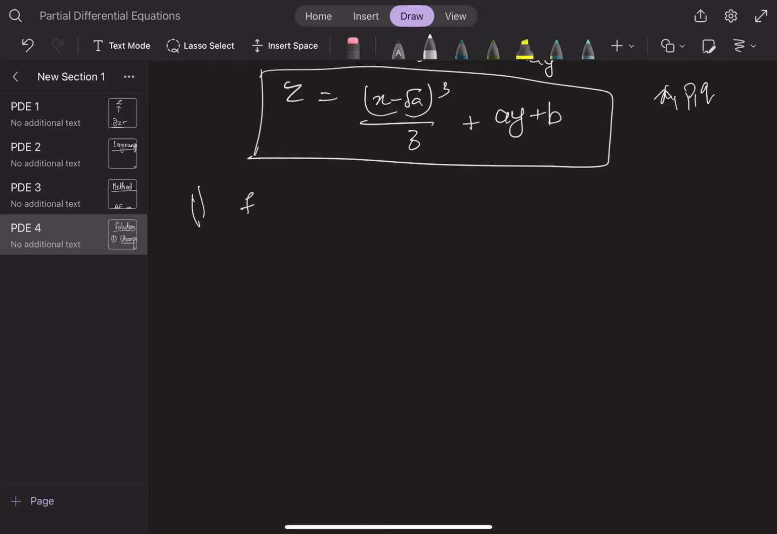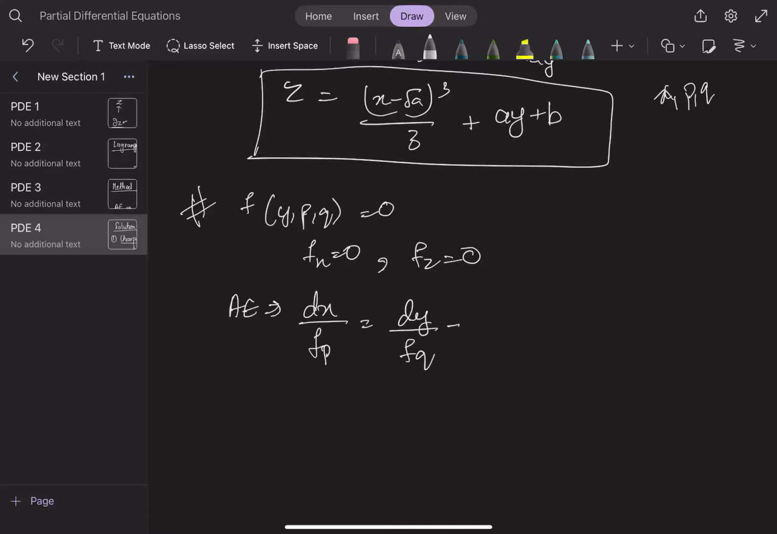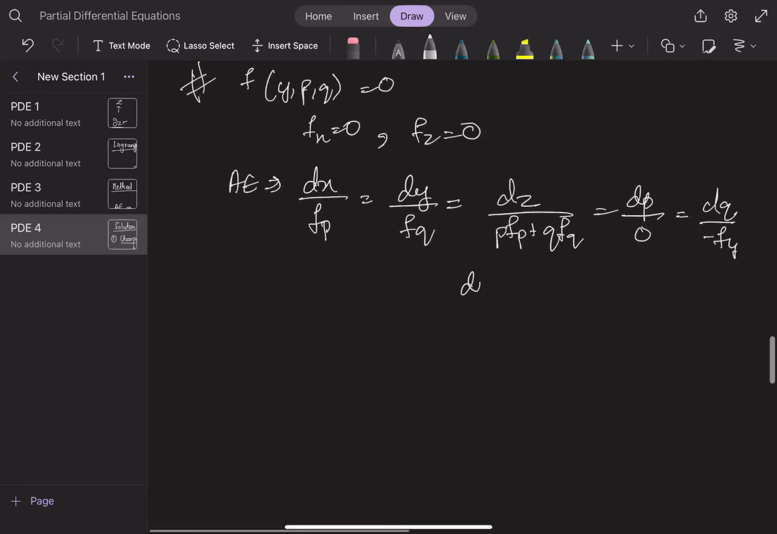When you have a function of y, p and q, that means fx is 0 and fz is 0. So the auxiliary equation becomes dx by fp is equal to dy by fq is equal to dz by (pfp plus qfq) is equal to dp by 0 is equal to dq by minus fy. So you can see that dp is equal to 0. So you'll write p as a.